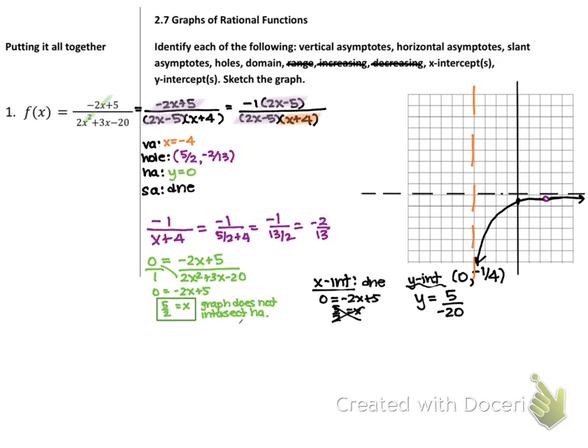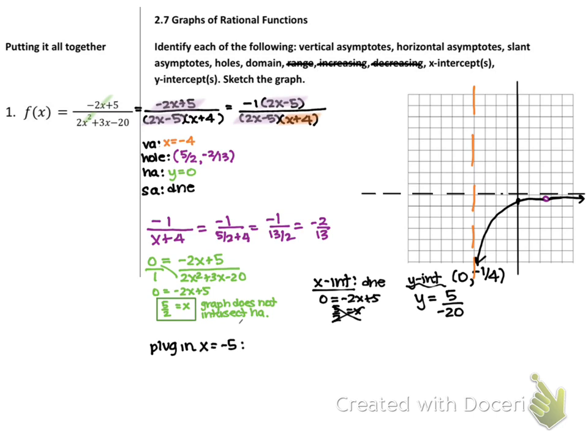Okay, now we have to figure out where the rest of this thing is. So remember, it can't be there because then it wouldn't be a function. It could be there, or it could be there. So all we have to do is pick a point that's left of the vertical asymptote. Okay, so the vertical asymptote's at x equals negative 4, so let's just plug in x equals negative 5.